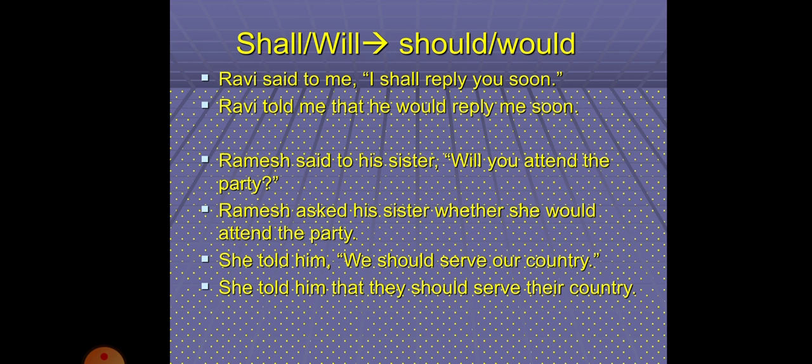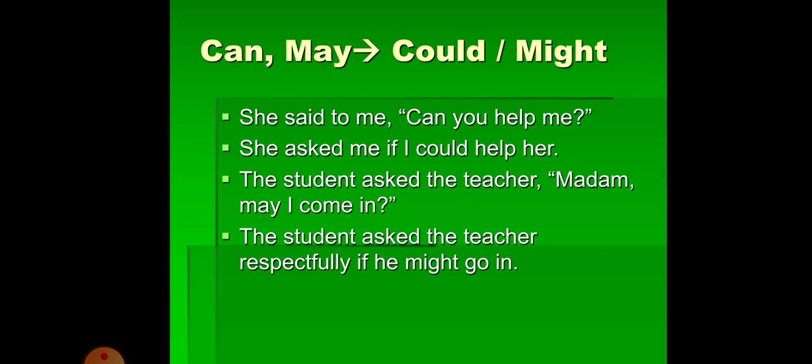Last sentence: she told him we should serve our country. She told him that they should serve their country. Now this is a statement, so that is why "that" is used for joining the reporting verb and reported speech. Can and may will be changed into could and might.